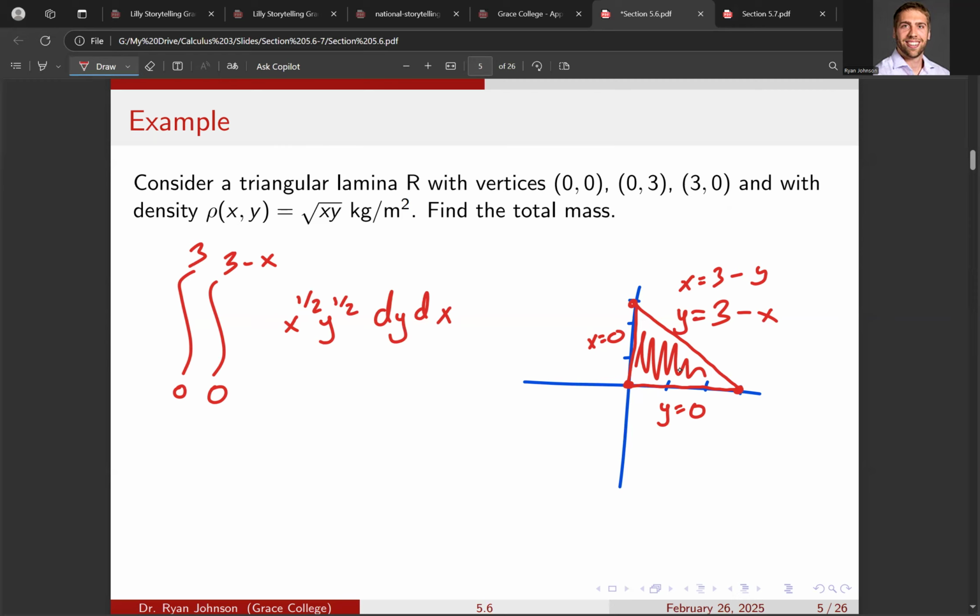For the outside integral, you're looking at the absolute minimum and absolute maximum values of x. So 0 to 3. But then for the inside integral, you're looking at where y is going between. And y is going between two equations, the y equals 0 equation and the y equals 3 minus x equation. So 0 to 3 minus x.